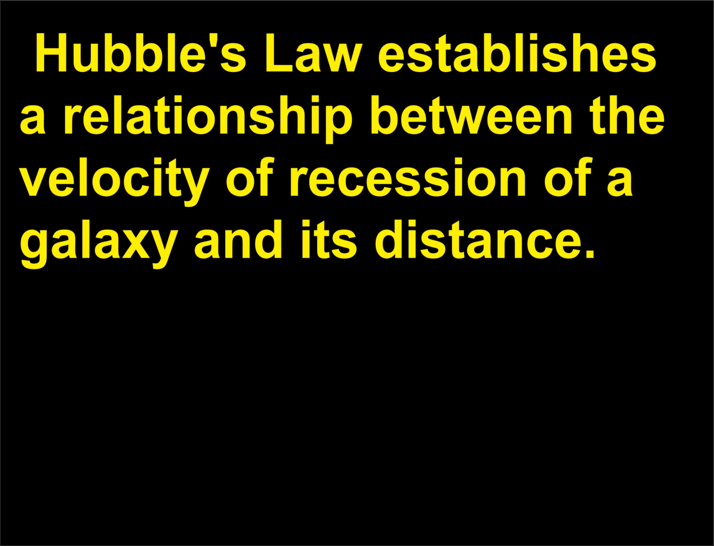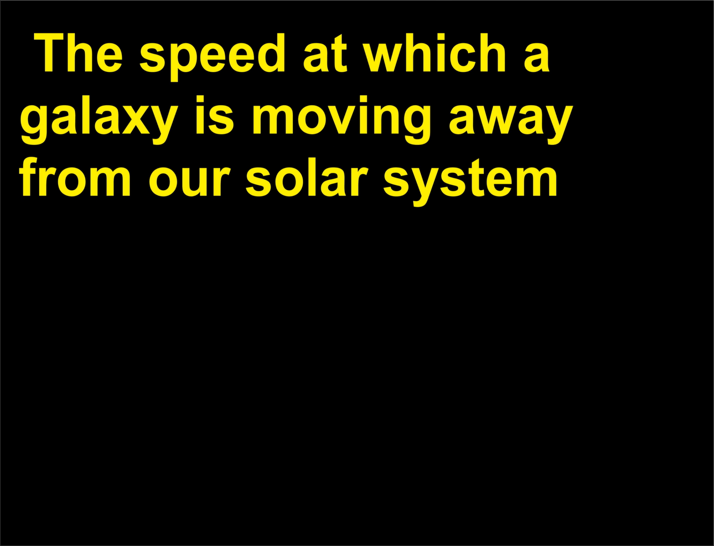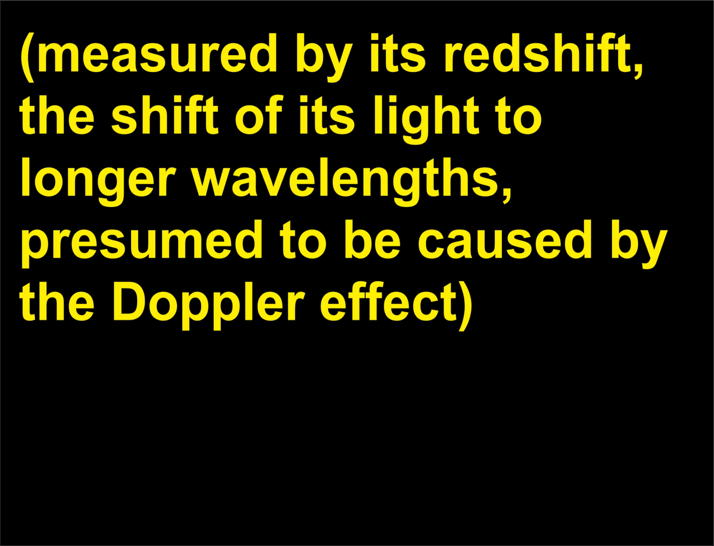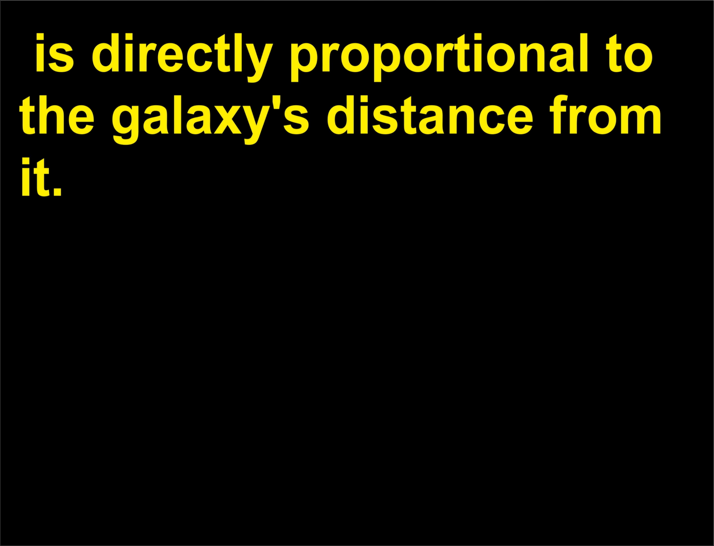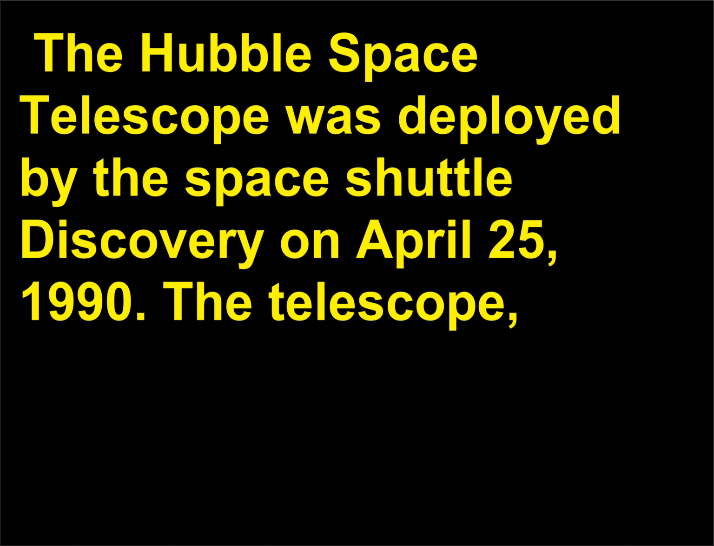Hubble's law establishes a relationship between the velocity of recession of a galaxy and its distance. The speed at which a galaxy is moving away from our solar system, measured by its redshift, the shift of its light to longer wavelengths, presumed to be caused by the Doppler effect, is directly proportional to the galaxy's distance from it. The Hubble Space Telescope was deployed by the Space Shuttle Discovery on April 25, 1990.